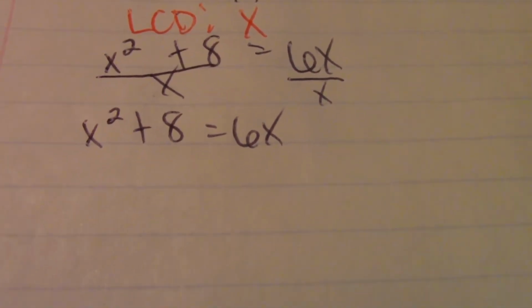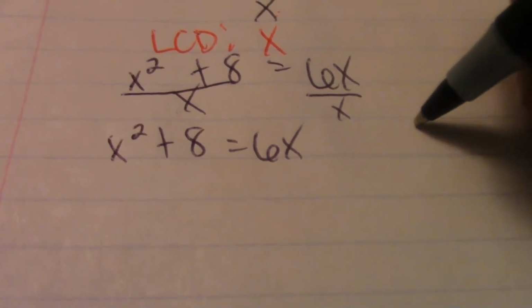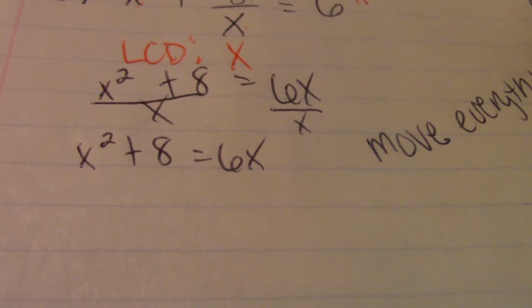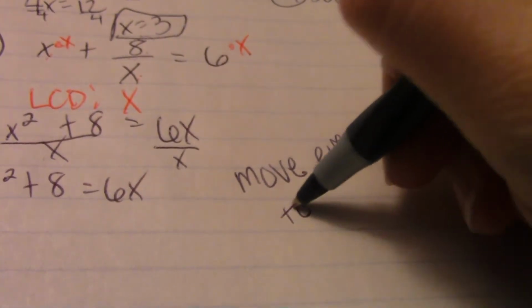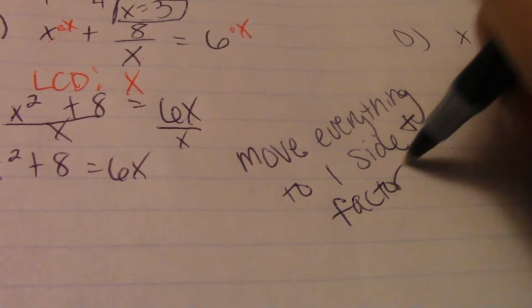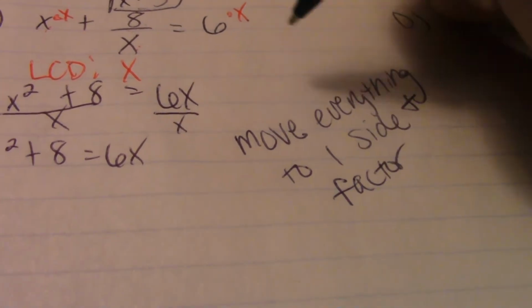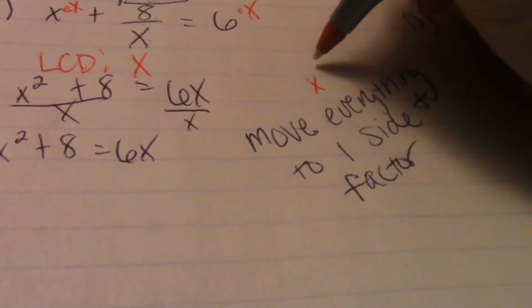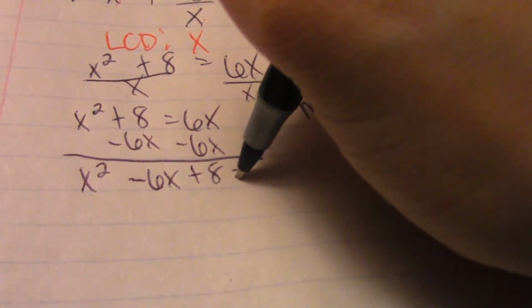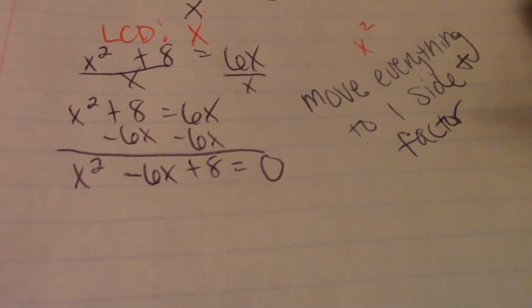Now if you remember, when I have a squared, we need to move everything to one side and factor. So this is when you've got the squared. So if you see an x squared, I need to minus my 6x. X squared, put it in order, so negative 6x plus 8. Now this is 0 over here.